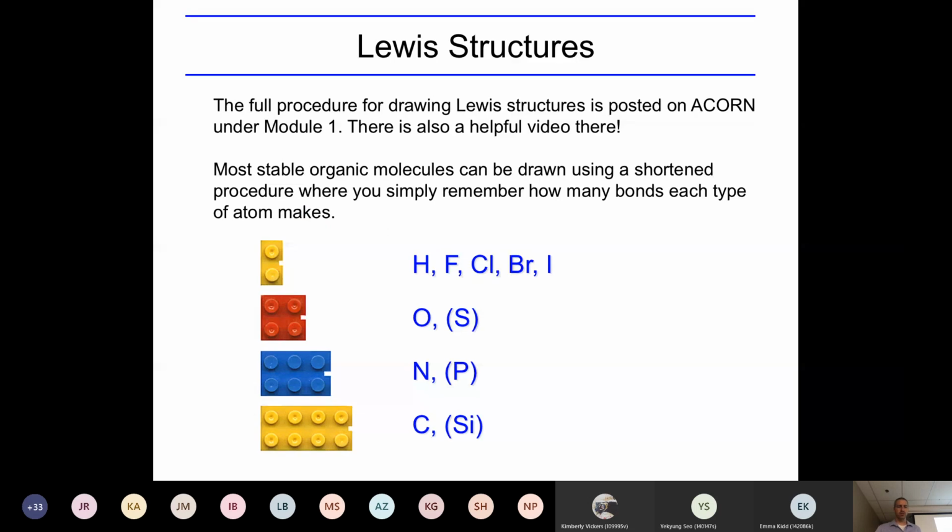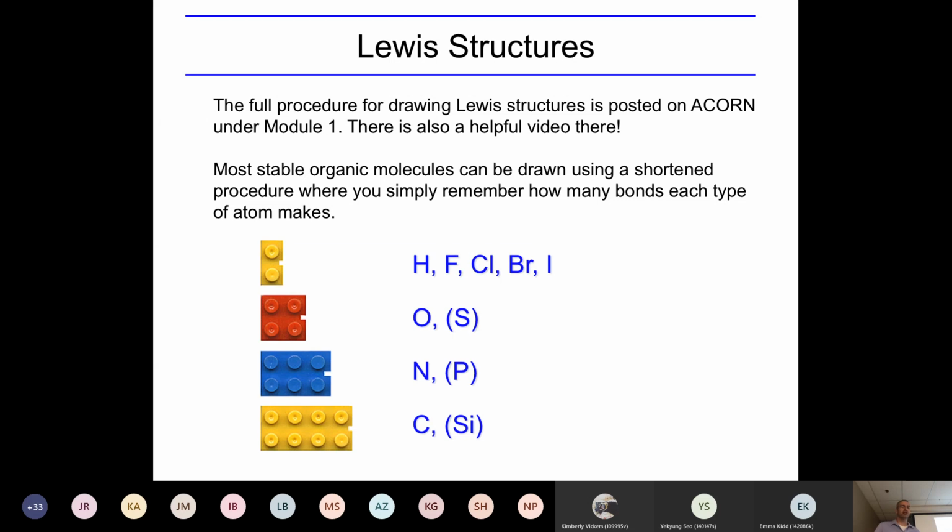What happens in organic chemistry is often there are some shortcuts that you will start to maybe recognize pretty quick that you can take when making Lewis structures. First of all, hydrogen, fluorine, chlorine, bromine, iodine always make one bond. Oxygen, and usually sulfur, not always, but usually sulfur, makes 2 bonds. Nitrogen makes 3 bonds. Carbon makes 4 bonds. And if you remember how many bonds each of these can make, it's almost like Lego. You put them together in a specific way, and if the number of bonds works out, then you have potentially a good structure.